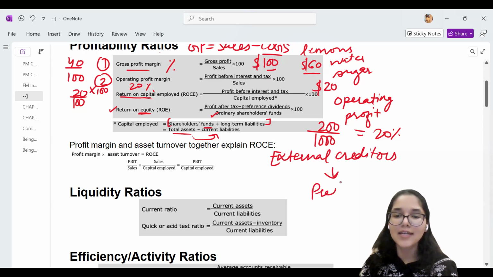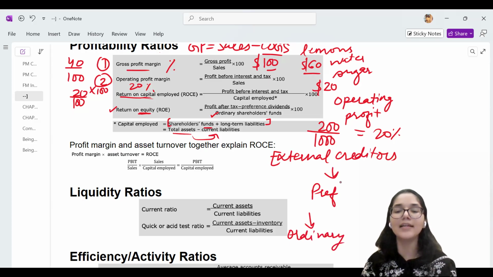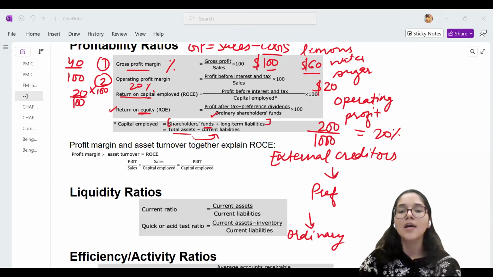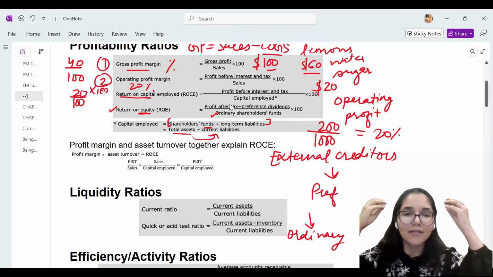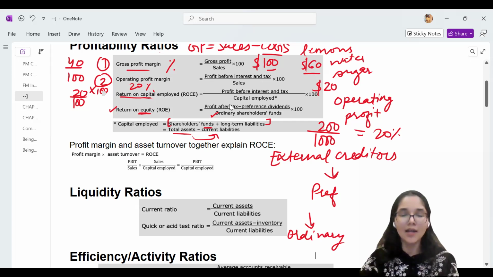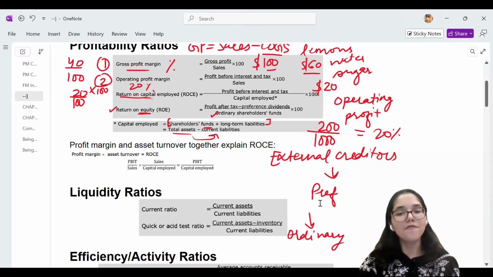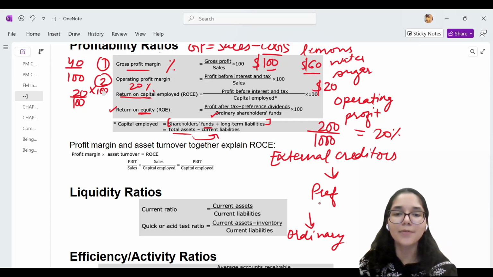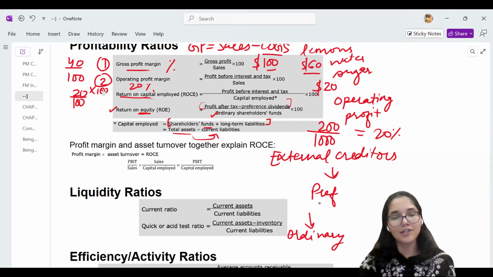Then the preference shares are paid off, and then the ordinary shares are paid off. So once literally everything has been paid off, if still money remains, then that money is what is left for your ordinary shareholders. So here, your numerator is profit after tax. After every expense has been deducted, you still subtract the preference dividend because they get preference over the normal shareholders.